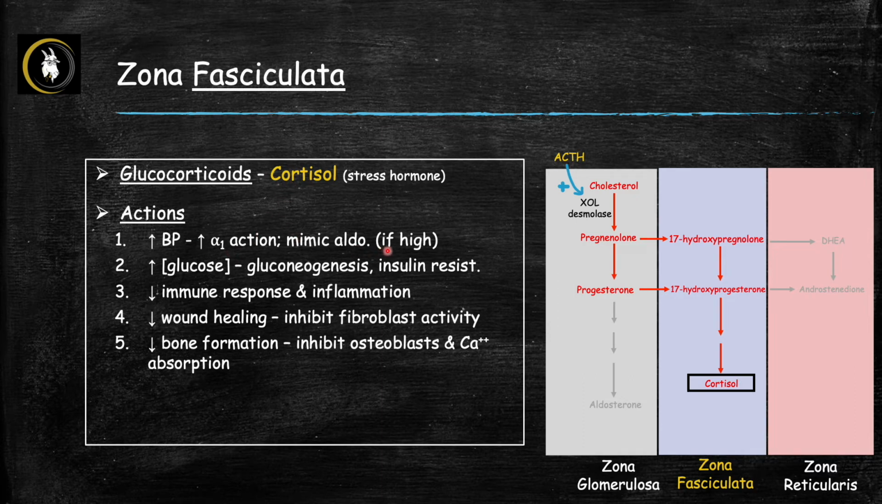Less commonly, but also important to know, is that if the cortisol levels get very high, it can also mimic aldosterone, bind to aldosterone receptors, and act like aldosterone, and in that way, it can also increase blood pressure.